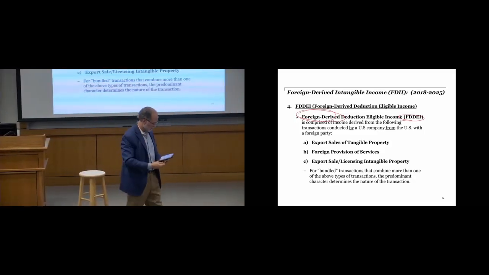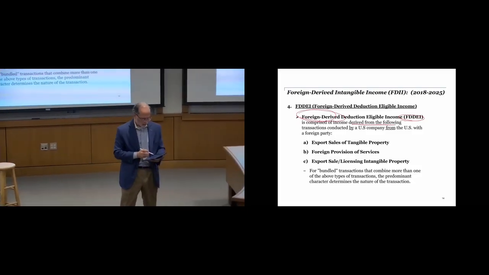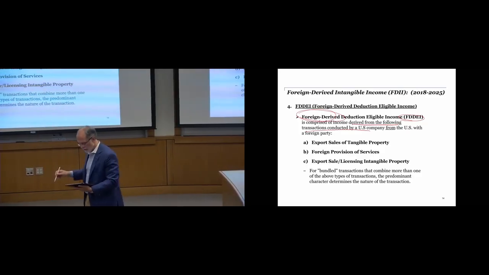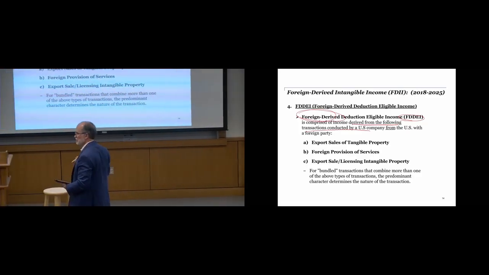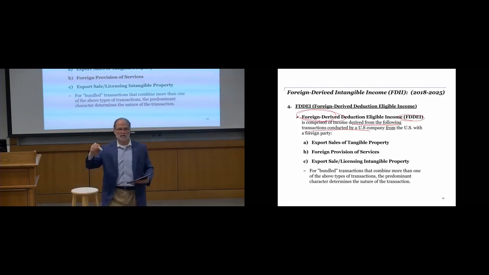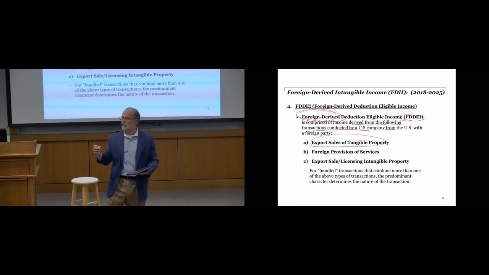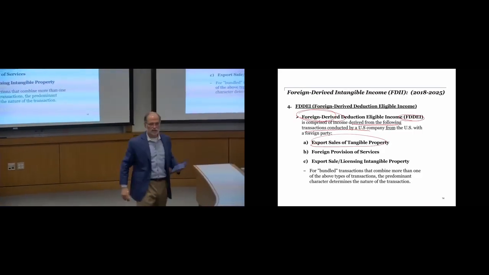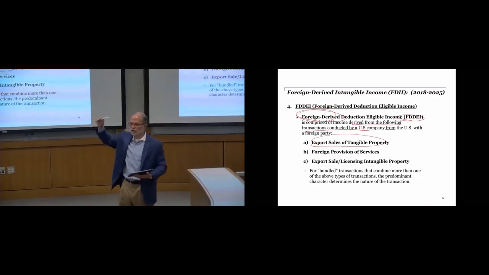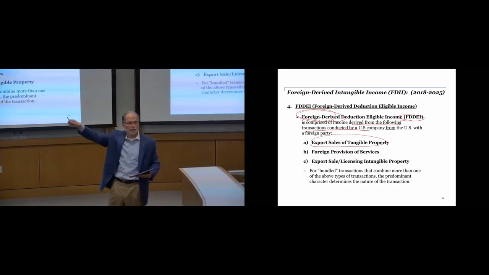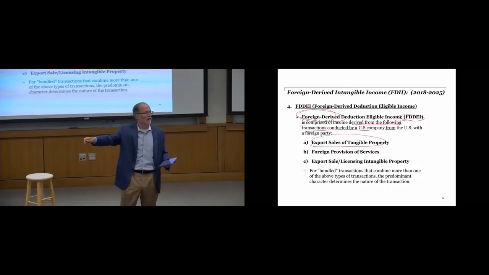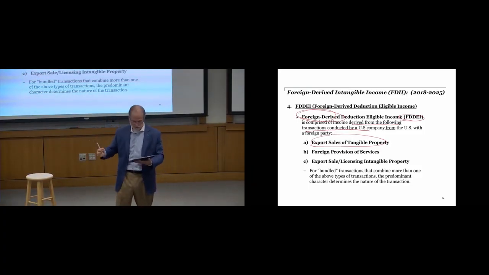Okay. So it's comprised of income derived from the following transactions conducted by a U.S. company from the U.S. with a foreign party. I have to be doing this directly from the U.S. So, export sales of tangible property. Think of inventory. I make things in the United States and I have a foreign market for it. I need to sell to that foreign customer. That is foreign derived. That's clearly in the scope of what this regime is trying to do.